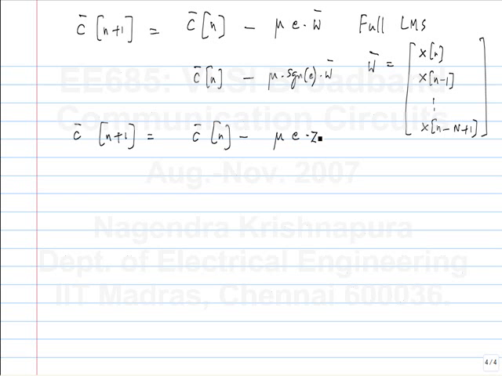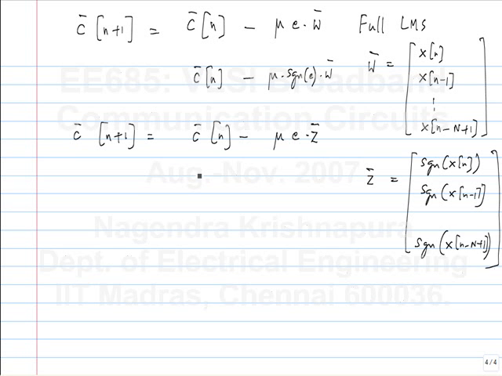So let me call this vector z just for change of nomenclature, and this will be the vector consisting of the sign of the shifted versions of the input. Is it okay? Or I can take mu times sign of e times z. Okay, I mean this is more clearly written than previously. So see, the vector w is x of n, x of n minus 1 and so on.